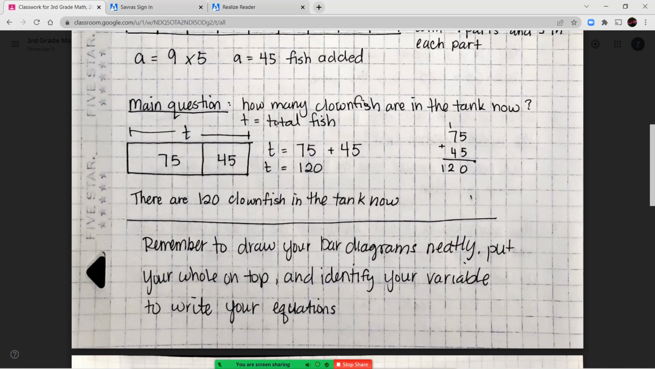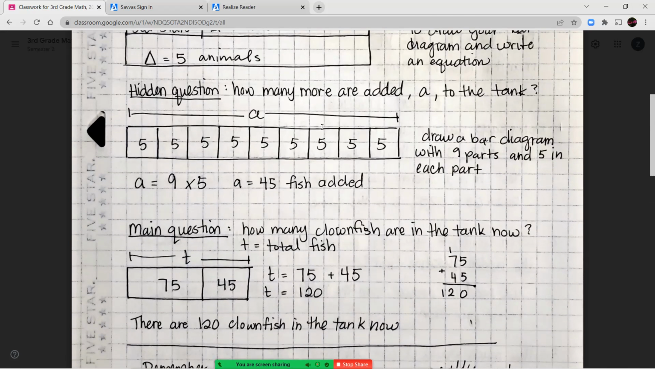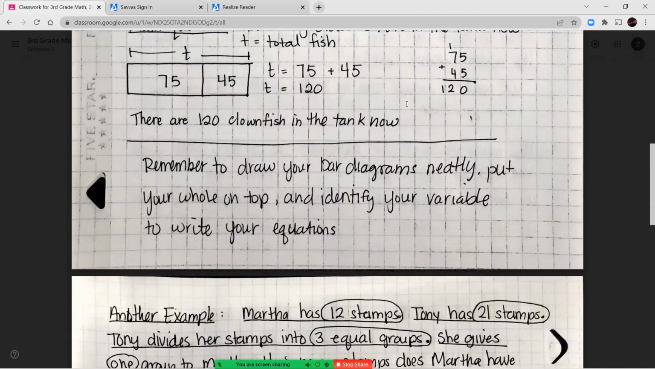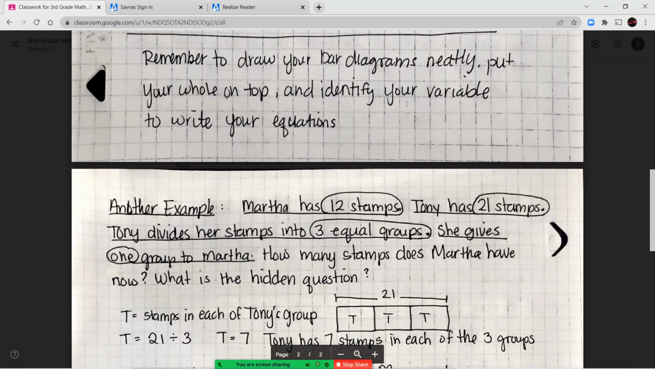So T over here, I told you, is the total number of fish. Up here, A, I said, is how many were added to the tank. Let's take a look at another example.